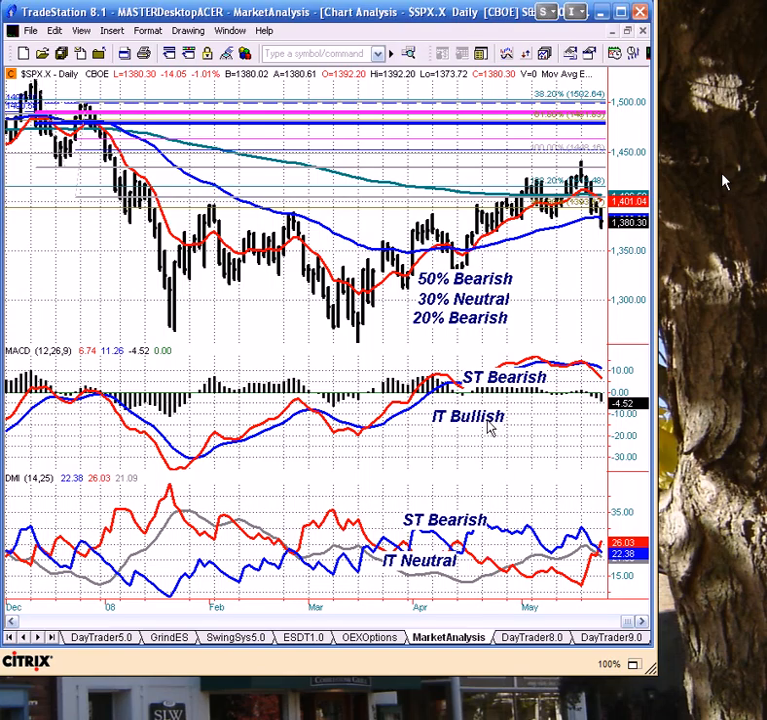So, a bit of a choppy environment, as to be expected, because we're just really not able to break out of this range still to this day. So that's where we stand.